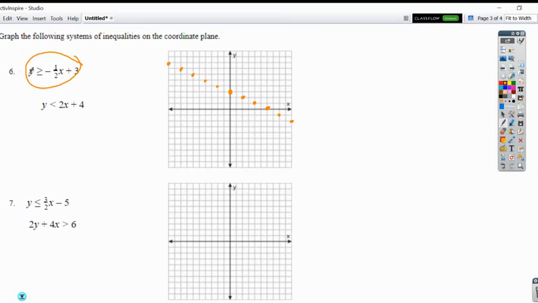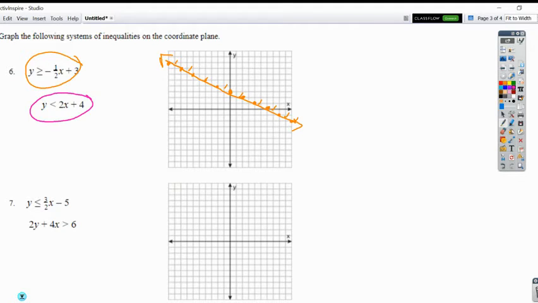Decide if this is going to be a solid or a dotted line. We have the extra underline for the or equal to, so that tells me that we have a solid line on our graph. And decide on your shading. Right now, y is greater than this expression, so the shading would have to be up above, so I'm going to put teeth up above to remind myself of that. Go ahead and shade the second item here.